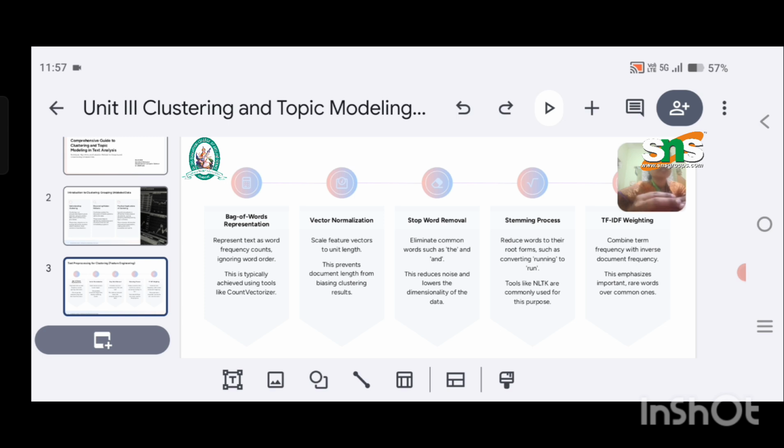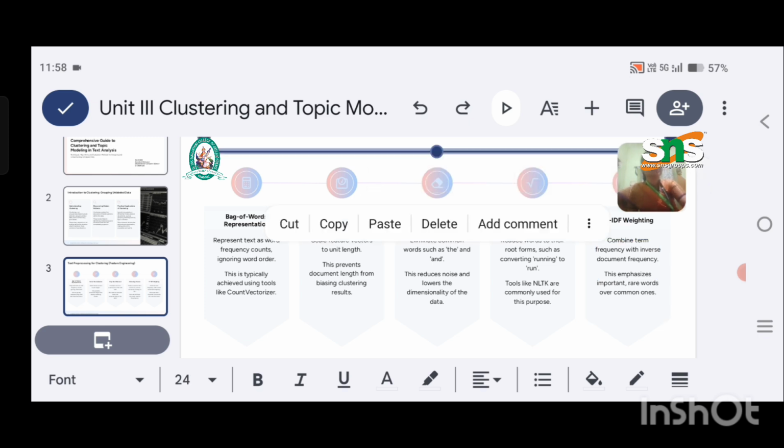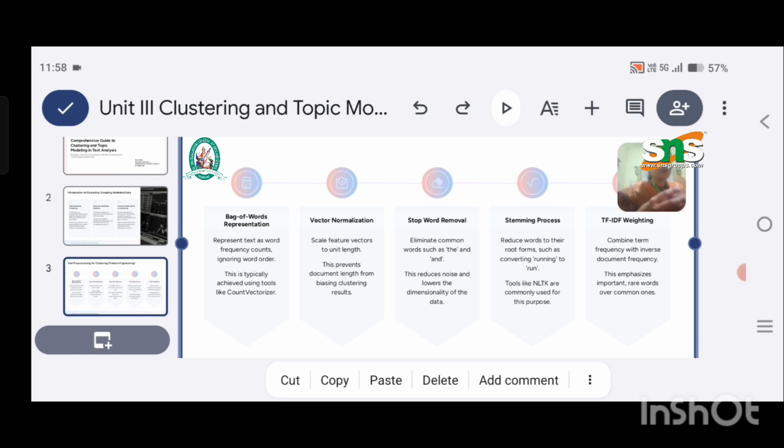A bag of words represents a text or word through a particular frequency count while ignoring the word's order. This is typically achieved with tools such as the count vectorizer. We can use this bag of words in the process of identifying the data we need for processing, such as when we are verifying a document or a Word document.